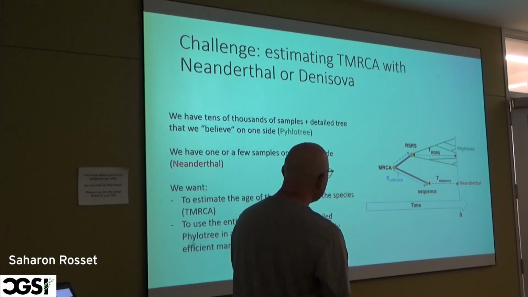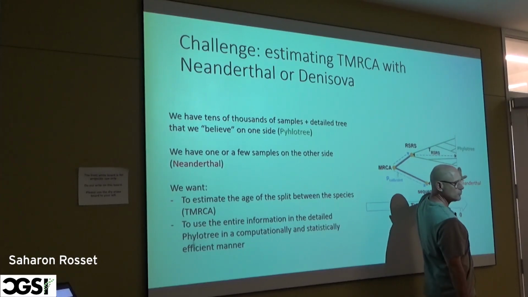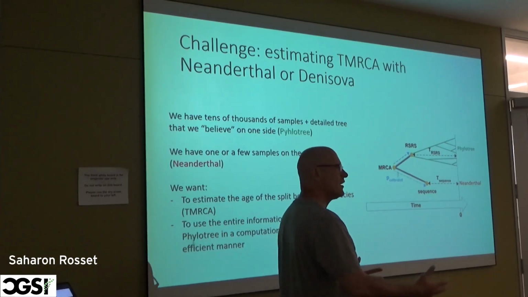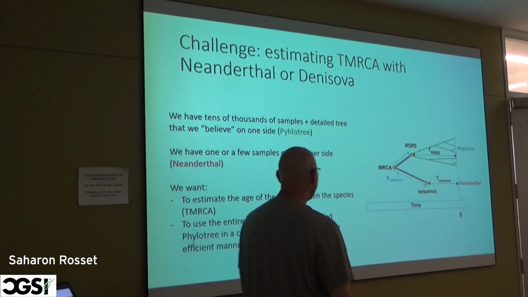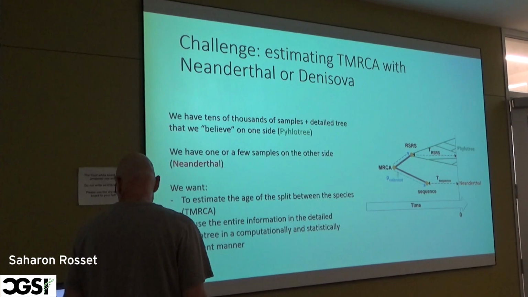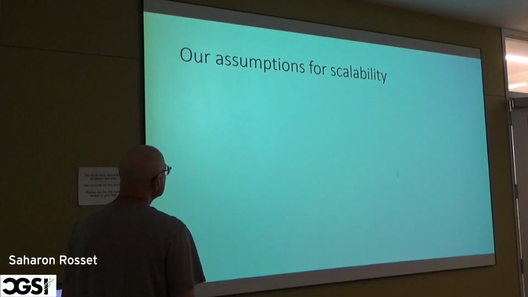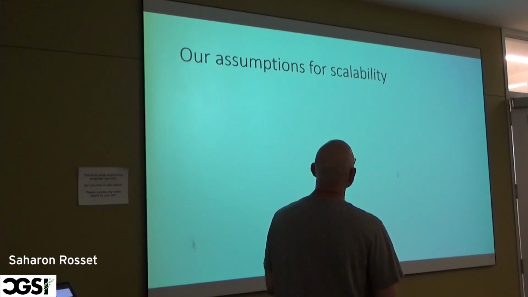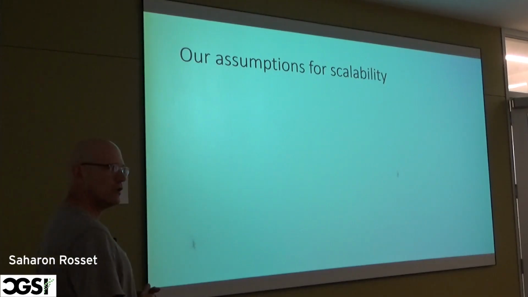One thing we want to try to do is see how we can use the entire information we have on this side, which is tens of thousands of sequences, and do it in a computationally feasible and maybe statistically more or less reasonable way. So this is our goal here. We want this to be scalable, so we're going to make some assumptions and see whether that allows us to really do this computation with the tens of thousands of sequences that we have.